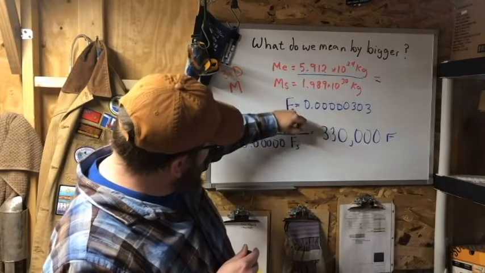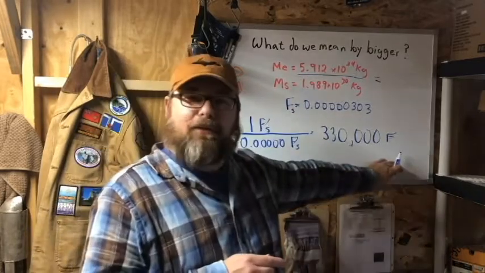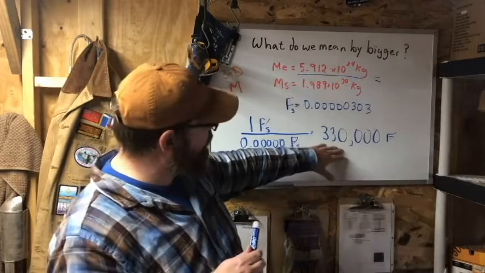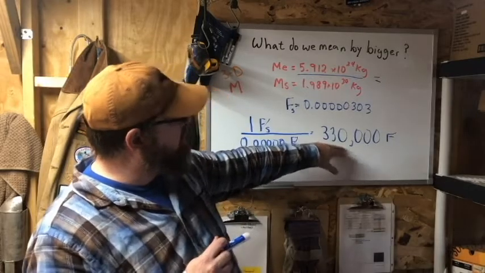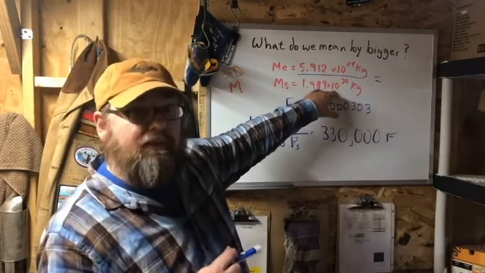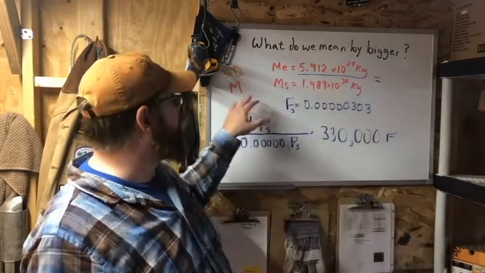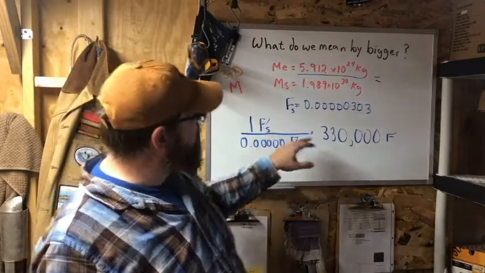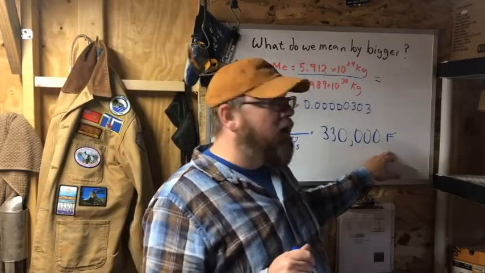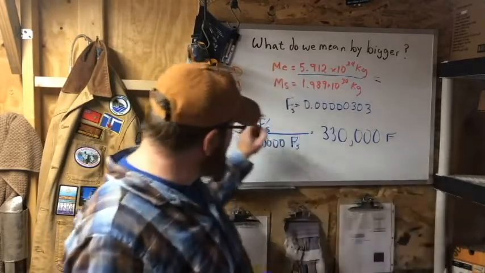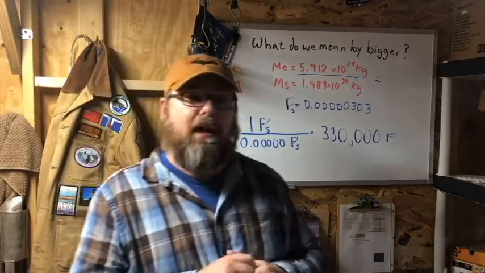because technically these are going to cancel, but we still have our factor. So this is how many Earths it would take to equal one solar mass, because we're dealing with mass here. So it would take 330,000 Earths to equal one solar mass.